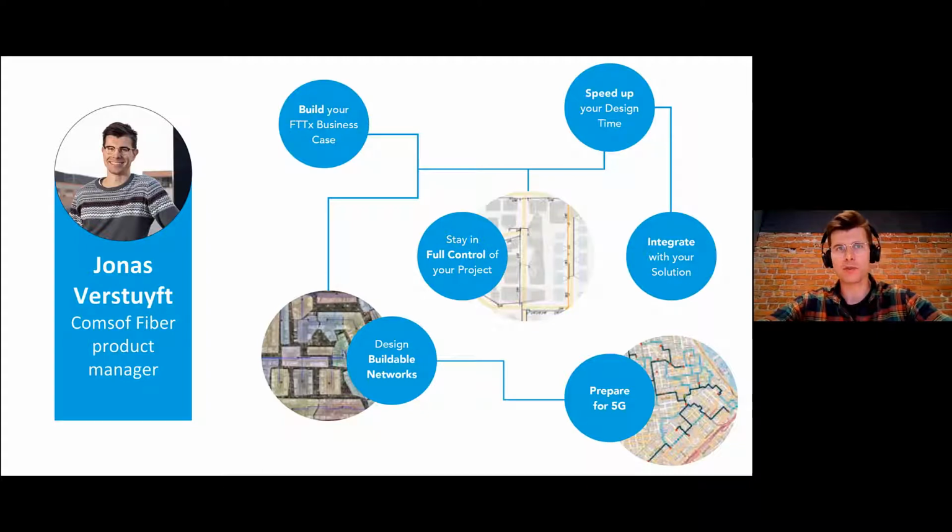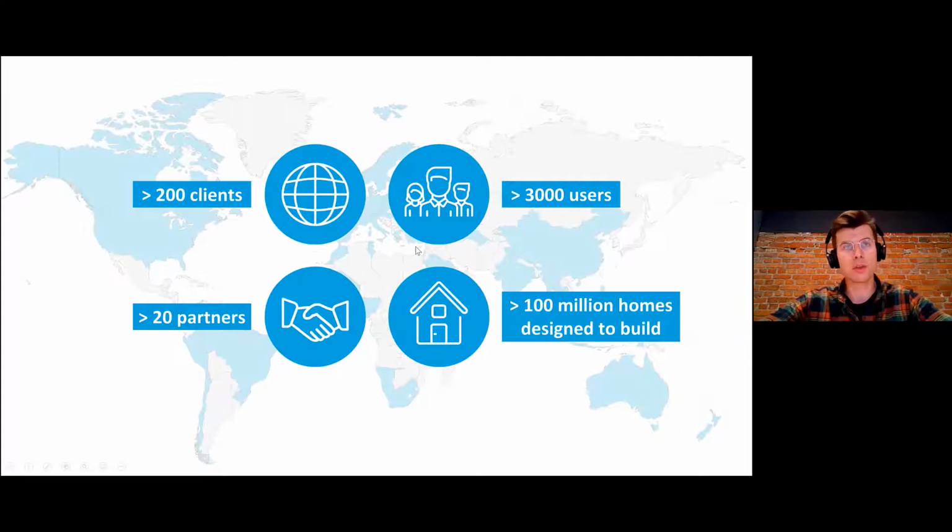Our software, Comsof Fiber, both speeds up the network design process and optimizes the network design, making network deployments cheaper. Comsof is located in Ghent in Belgium and in Toronto, Canada. We've been around for over 20 years, and the software is being used in projects all around the world.